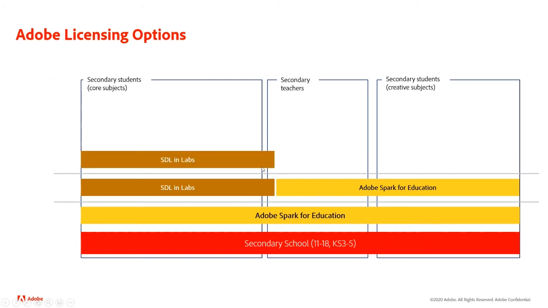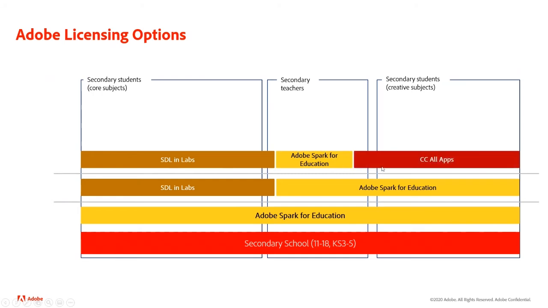So if we look at this route where you've got some SDL in the labs, this might work perfectly for an example technology where year 7, 8 and 9 might only need to use some of the Creative Cloud tools once every half term and not all the time. So it's useful to have the labs in there that they have access. And then you might have the staff or some staff and the students doing the creative subjects having that all apps access. So that gives them access to Lightroom.